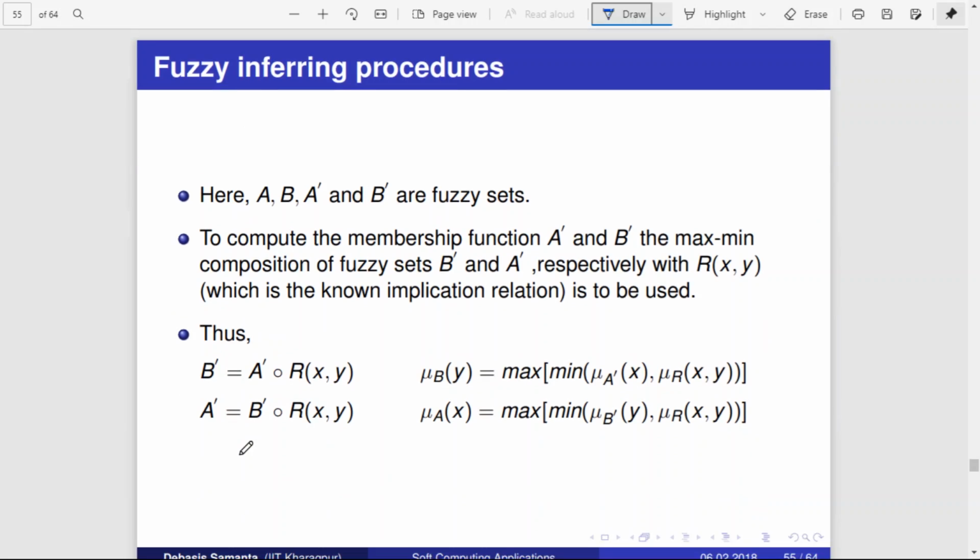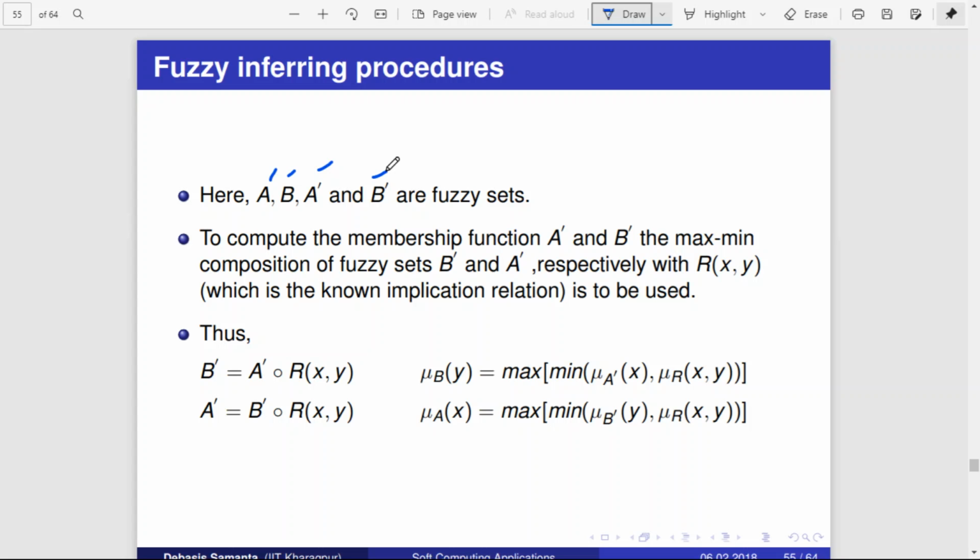So how to infer that? That's what we are going to discuss. Given two fuzzy rules, how can we infer a new fuzzy rule? So let us assume these are fuzzy sets, say A, B, A dash, B dash. All these are fuzzy sets.